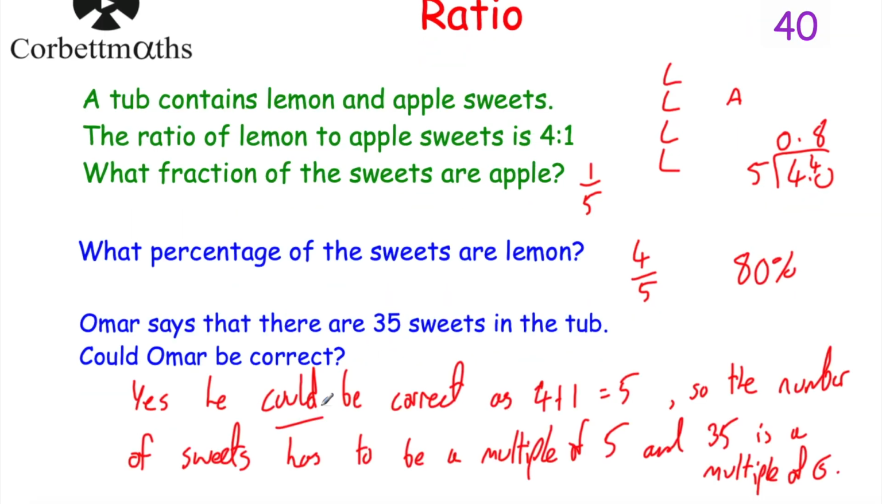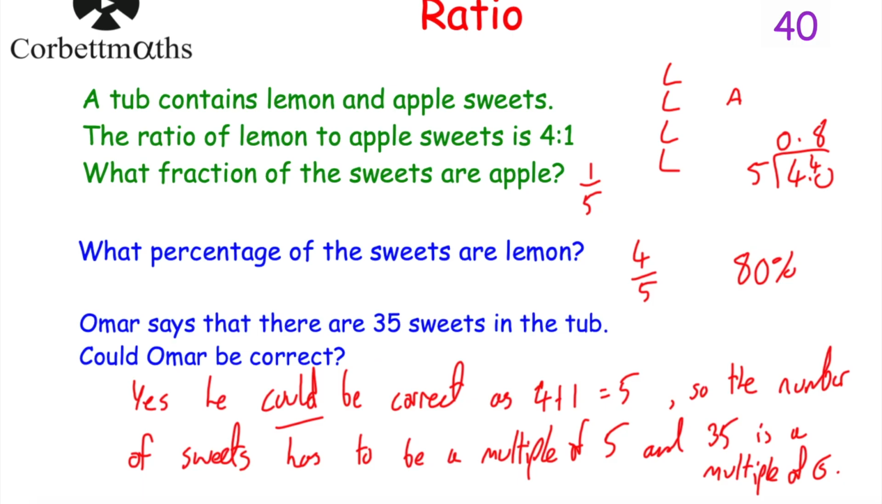And that's it. I've written yes, he could be correct because 4 plus 1 is equal to 5. So the number of sweets has to be a multiple of 5, and 35 is a multiple of 5. So therefore, he could be correct. Now, obviously, it could be any multiple of 5. There could be 400, there could be 4 million, there could be 20, there could be 75, and so on. But we were asked, could he be correct? And he could be correct.